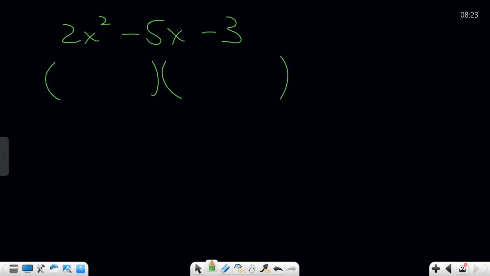Perfect squares don't apply here because we've got a b term. Is there a GCF in those three terms? No. So we're going to go right into factoring. The same process we used on Monday, we're going to use here. We have to figure out a way to break down 2x squared as a product of two terms. What would that be?